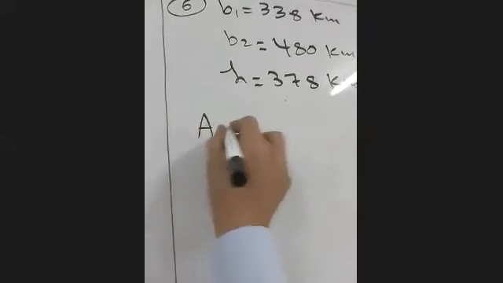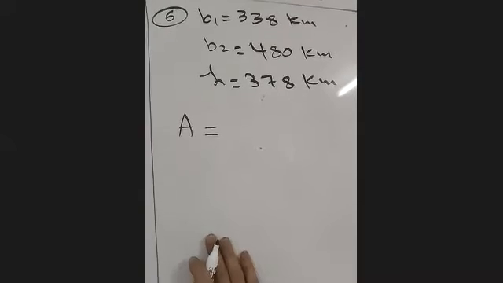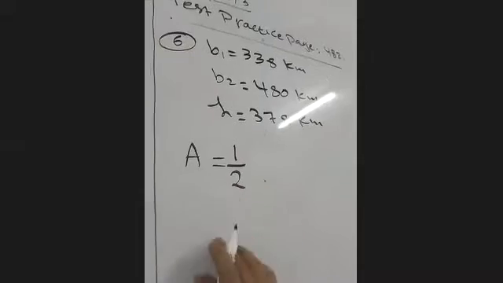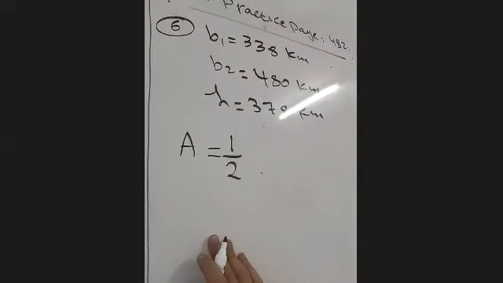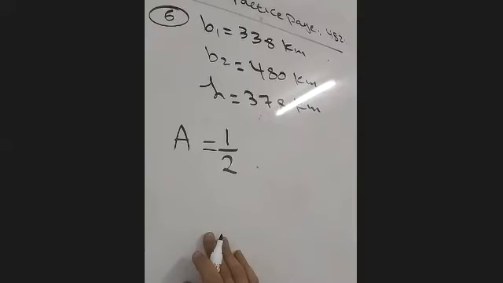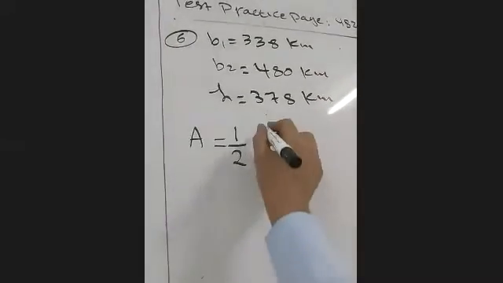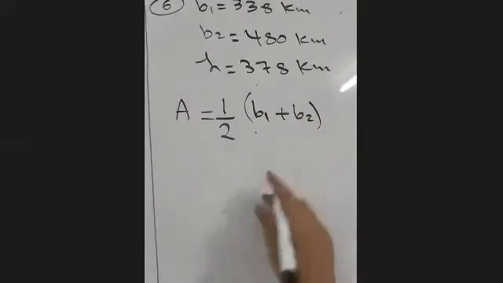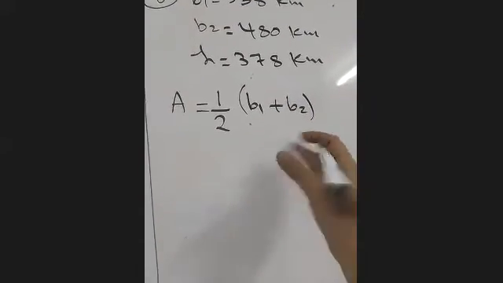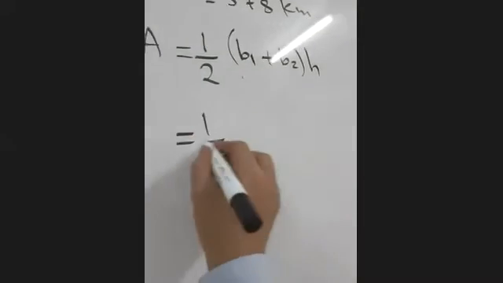Now we want to find the area of this city. What's the formula? Do you know? Yes, 1/2. No, I want the formula. Base 1, in brackets base 1 plus base 2, and height. Multiply, not "and". Yes, multiply. Okay, so A equals half multiplied by the brackets, base 1 plus base 2, times the height.